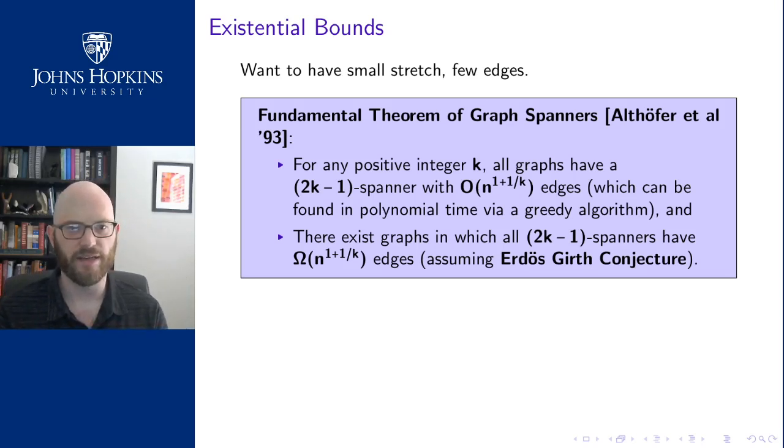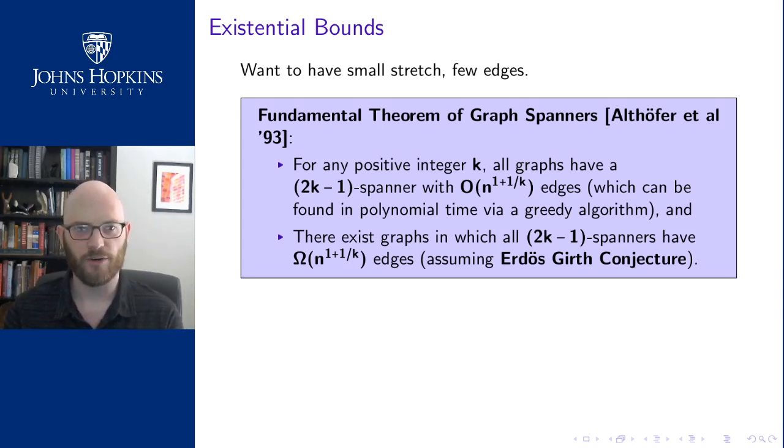It says that for any integer k, all graphs allow a 2k minus 1 spanner with n to the 1 plus 1 over k edges. And we can actually even find that graph efficiently using a greedy algorithm. Moreover, there are graphs where this is tight. So there are graphs where every 2k minus 1 spanner has at least n to the 1 plus 1 over k edges, assuming this thing called the Erdős girth conjecture that I'm not going to talk about now. Okay, good. So the trade-off between stretch and size is kind of completely understood and has been since 1993, modulo the Erdős girth conjecture.